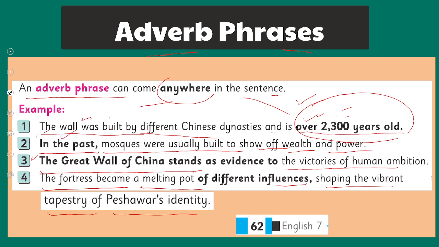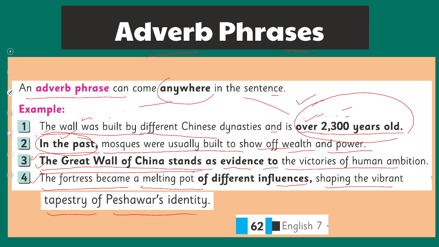In the past, mosques were usually built to show off wealth and power. This is our adverb phrase. It is showing us the time. What is the time? In the past. The Great Wall of China stands as evidence to the victories of human ambition. This phrase has an adverb.